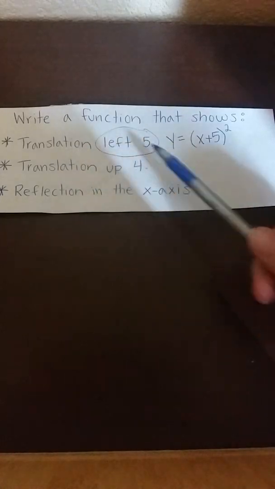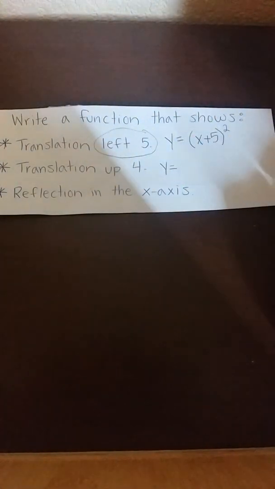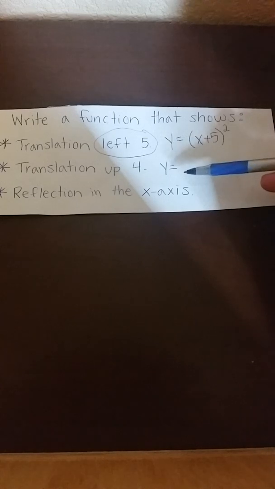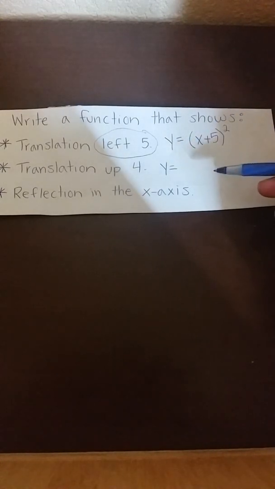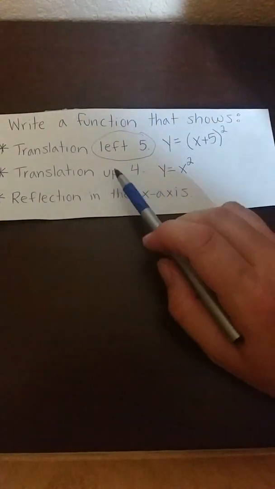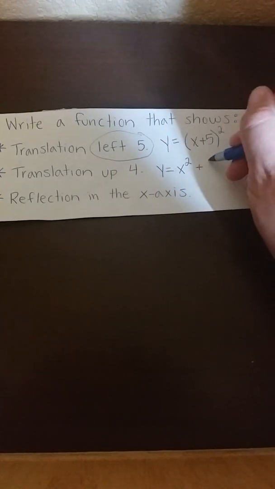A translation up 4. So again, I start with y equals. There's no dilation, so I don't put an a. There's nothing happening inside the parentheses because there's no horizontal translation. So I'm just going to put x squared. Now there is a vertical translation of up 4, so that goes at the end here, plus 4.